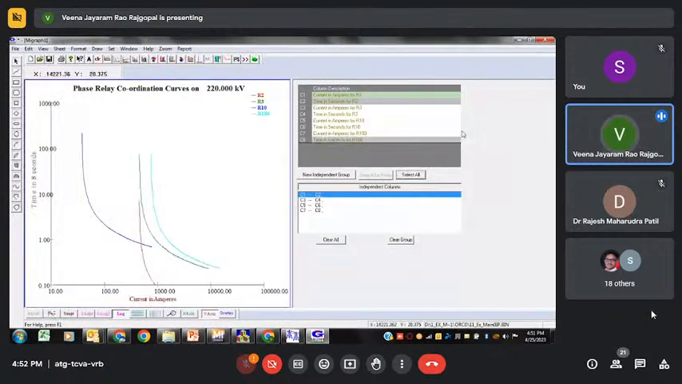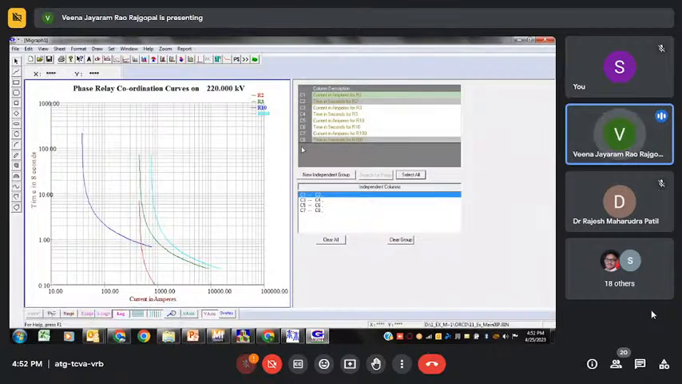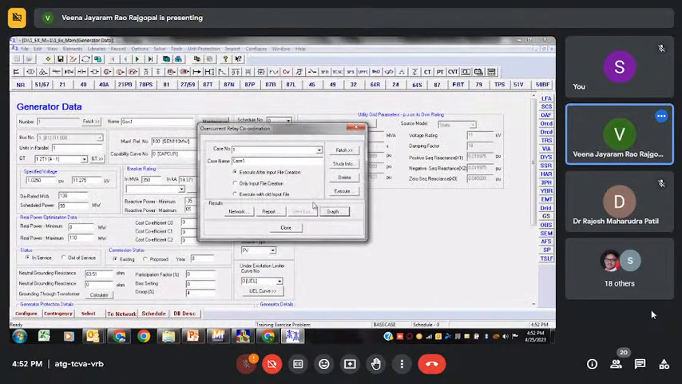So this is the graph what you're going to get. Now I have plotted all the relays that are available. But what we normally do when we are doing the analysis is we take a particular relay and plot only those curves.